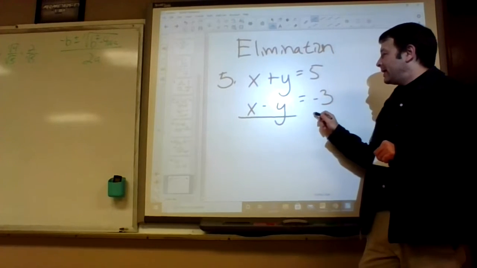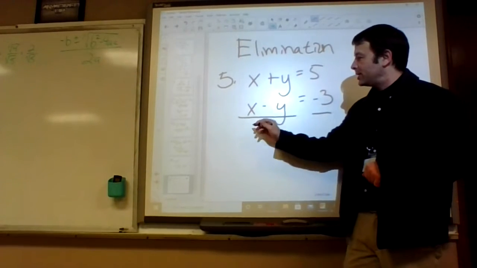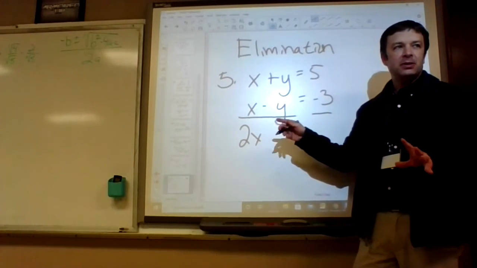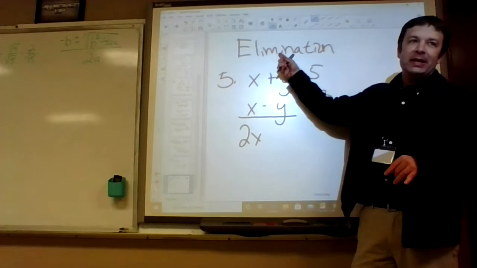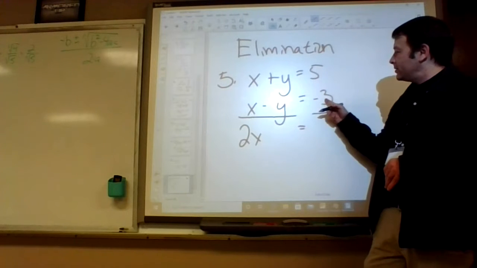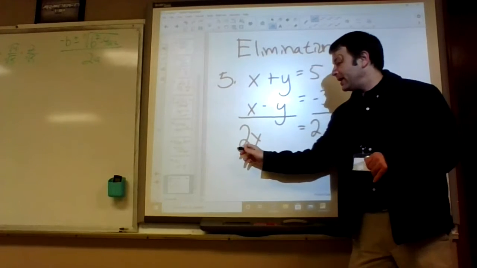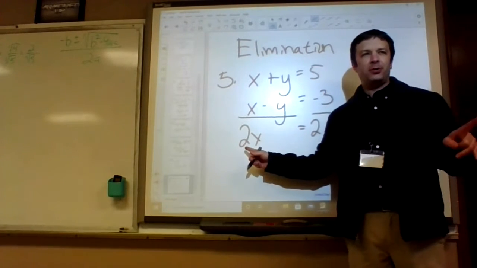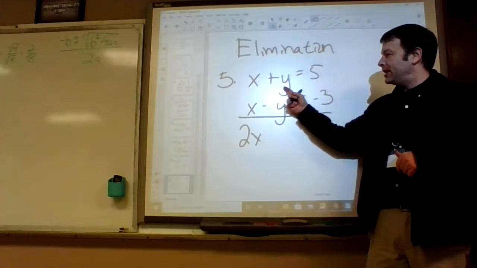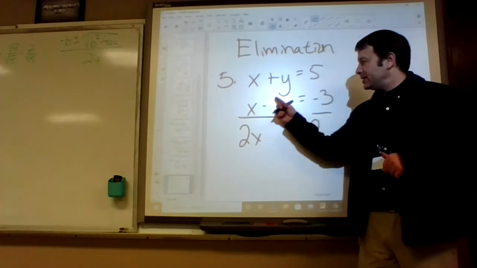I want to do that because when I add these two lines together, what do I get? 1x plus 1x is 2x. What's y plus negative y? 0. It's gone. The y's are eliminated, which is good. And over here, don't forget, 5 plus negative 3 is 2. So what I am left with is a one variable equation. I can solve an equation with one variable. If you are able to eliminate one of the variables, you have something you can solve. And I did that by adding the lines together.